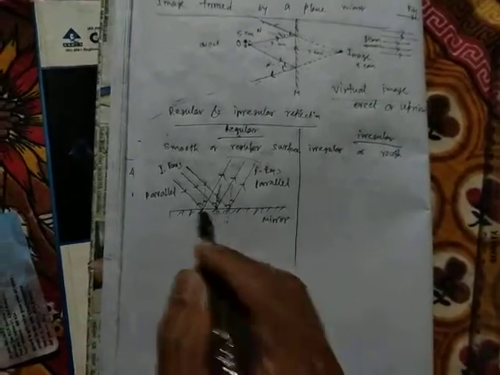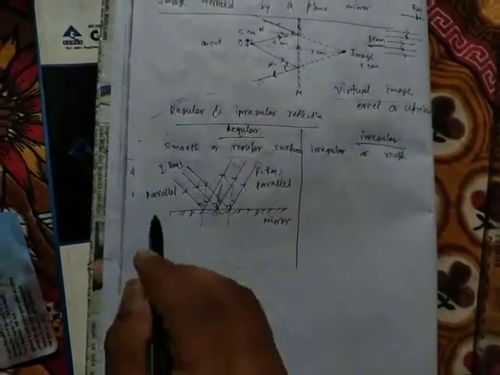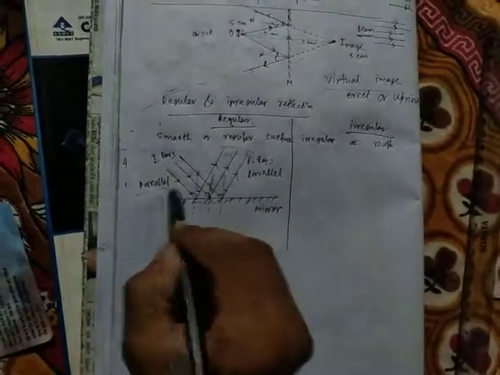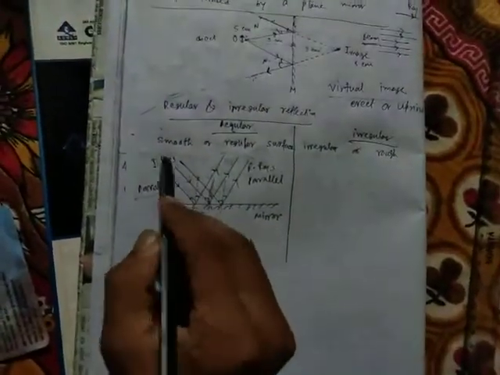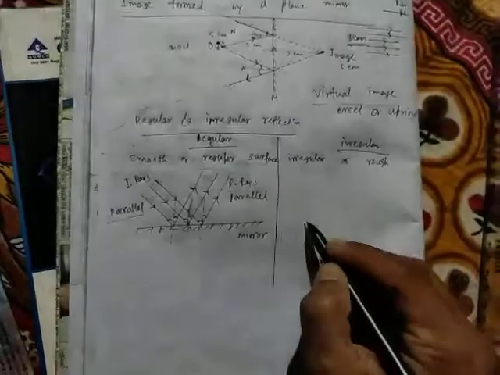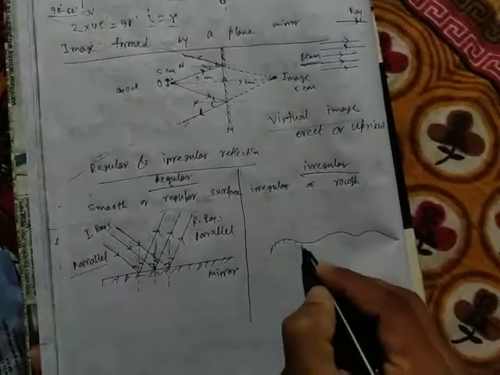Understood? Main topic, or main funda, is: incident rays are parallel and reflected rays are also parallel, and this reflection occurs on a smooth or regular surface. Okay, clear? And for the irregular surface, what will happen? See, suppose this is an irregular surface. Irregular surface means not a smooth surface. Clear?